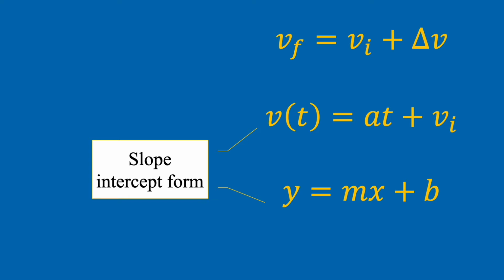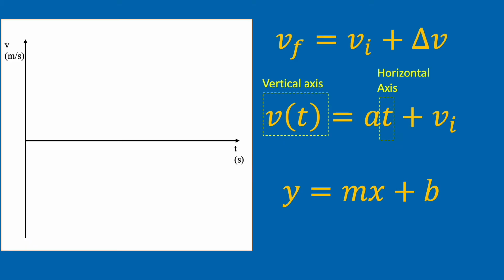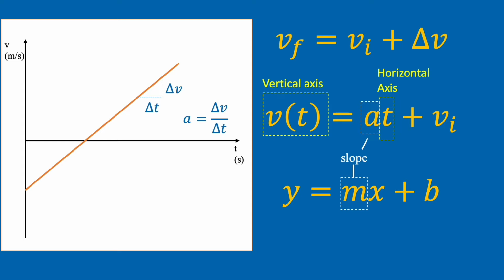Now for slope-intercept form, this is my y variable, or my vertical axis variable, and this is my horizontal axis variable. So I'm going to plot velocity on the vertical axis versus time on the x-axis, or the horizontal axis, I should say. And from that, the coefficient in front of the horizontal axis variable is the slope, which in the equation you can see that. And then it also makes sense on the graph.